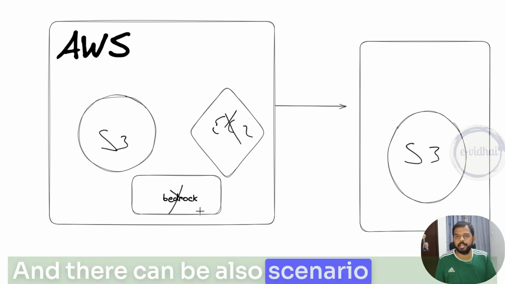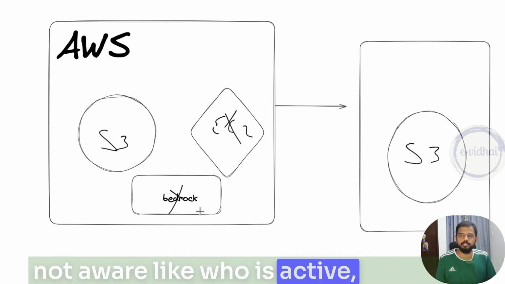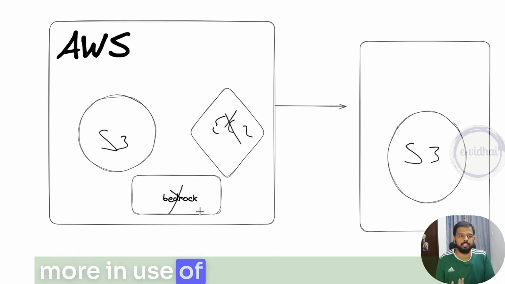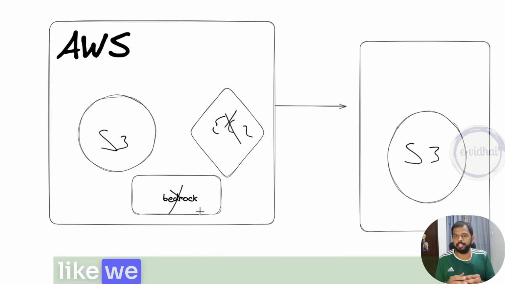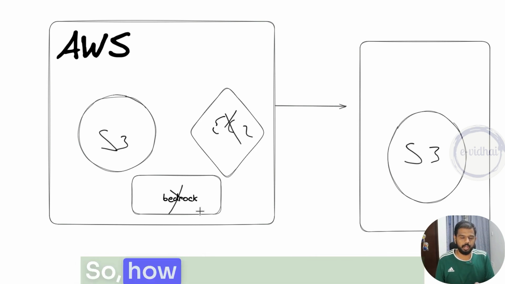And there can also be a scenario where you keep adding more users and you are not aware of who is active and who is no more using the AWS console. This can be a very tricky scenario, because we are touching a production setup, and we also don't want any downtime. So how can we achieve this? The generic steps can be done in three ways.